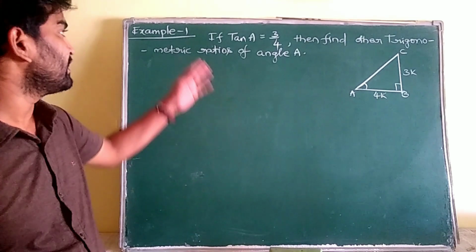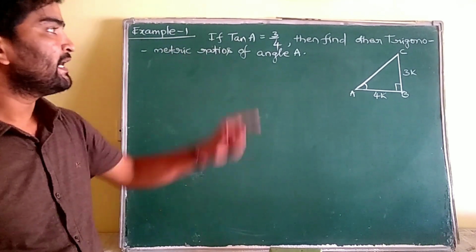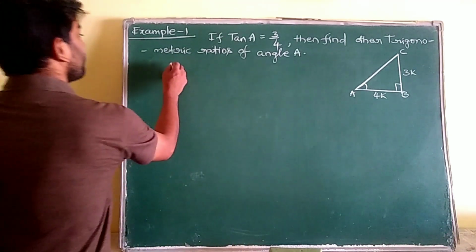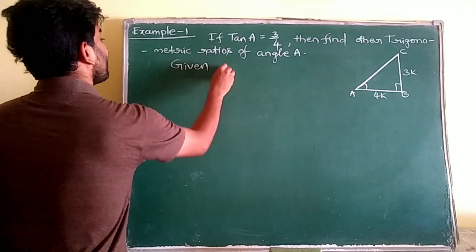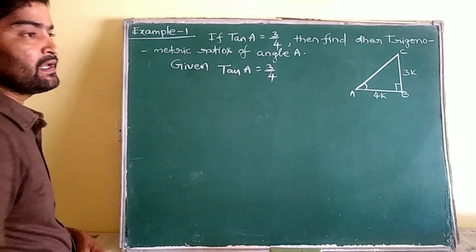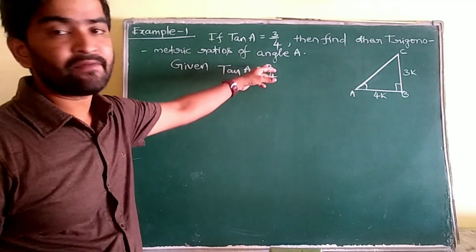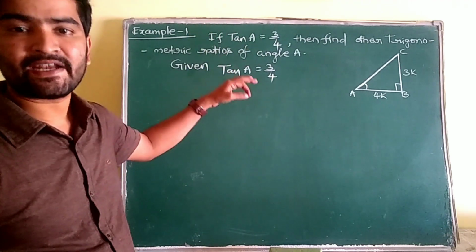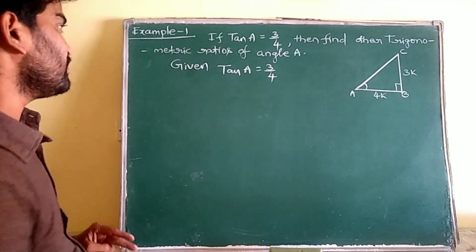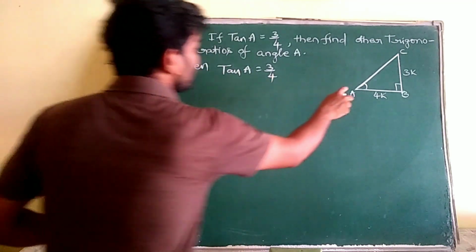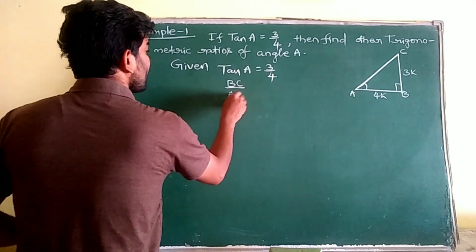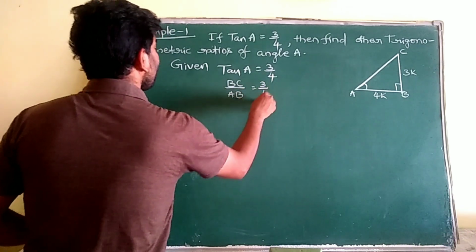Example 1. If tan A is equal to 3 by 4, then find the other trigonometric ratios of angle A. Firstly, the given values: tan A is equal to 3 by 4. We know tan A means opposite side to that A by adjacent side to that A. So tan A means opposite side BC by adjacent side AB, is equal to 3 by 4.